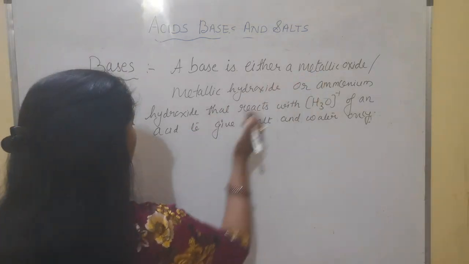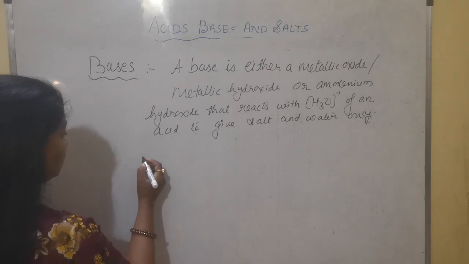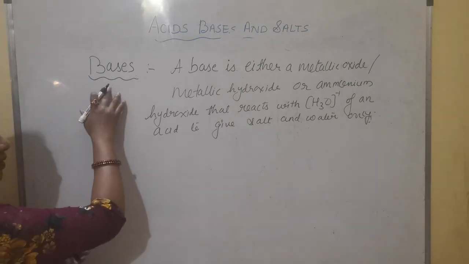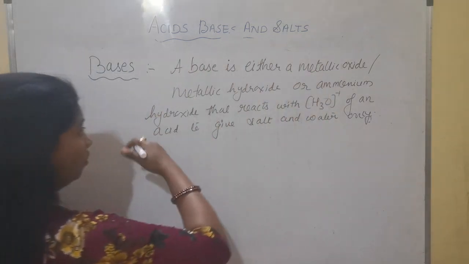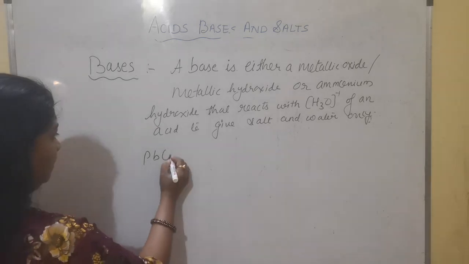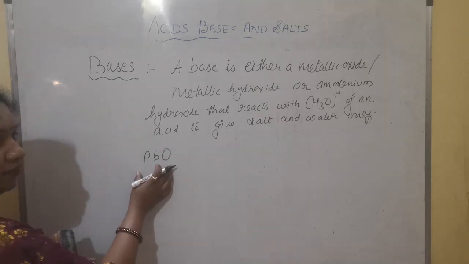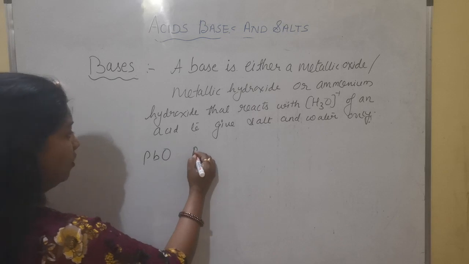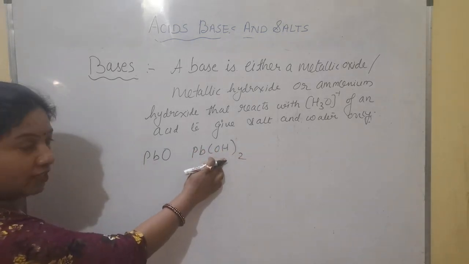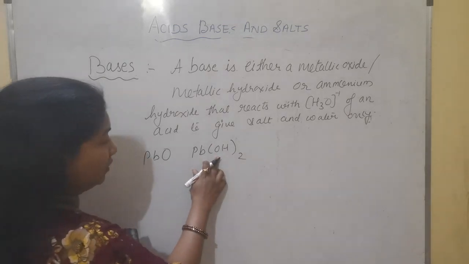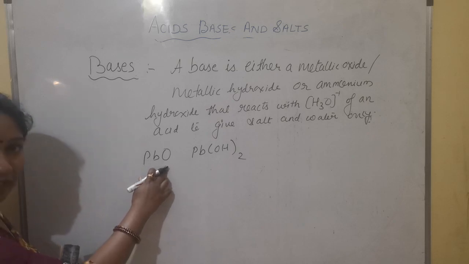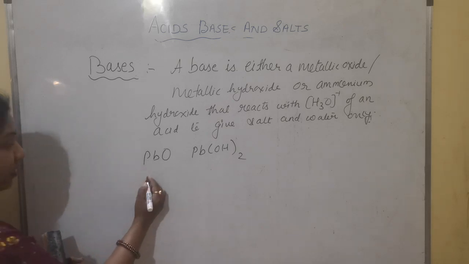When I said metallic oxide, so what is a metal oxide? We know that all metals form basic oxide. So that is why under bases we are going to study metallic oxides or hydroxides. Say lead is a metal and when it combines with oxygen it gives oxide. Hydroxide means OH group or hydroxyl group. So metal in combination with hydroxyl group gives metallic hydroxide, and when it combines with oxygen it gives metal oxide.